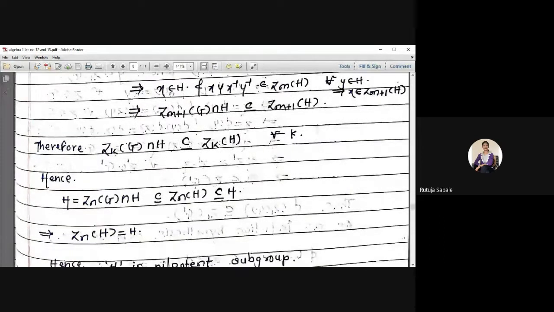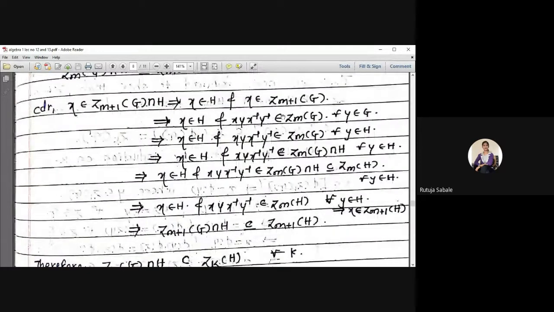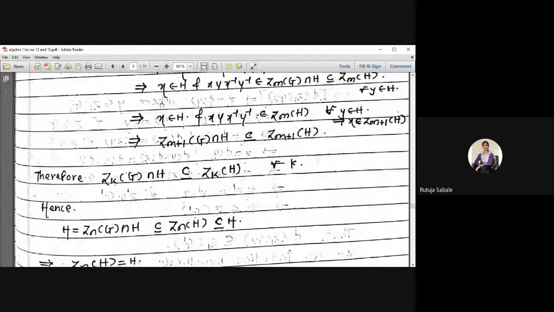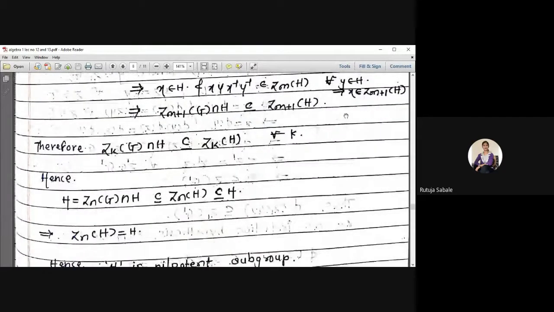But this is the definition of what? x belongs to Zm plus 1 of H. Hence, taking x as an element from Zm plus 1 of G intersection H, we got x belongs to Zm plus 1 of H. It implies that Zm plus 1 of G intersection H is contained in Zm plus 1 of H. Any doubt up to here?